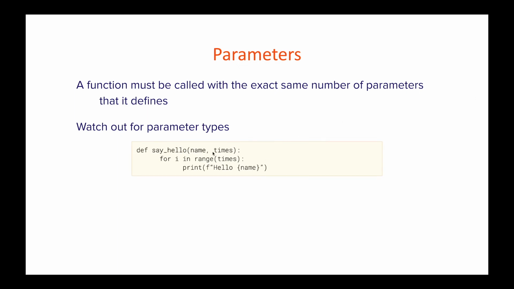So here is an example. We have our say hello function. If we try to call it with 2 strings, that will give us an error because we cannot use a string in our loop here. Okay, so always you need to be careful about the parameter types.